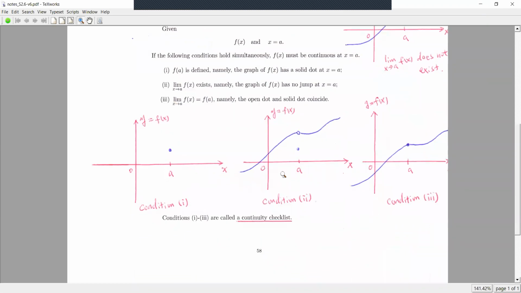In this case, the graph is not continuous at point A. Only when we shift this solid point here, the graph becomes continuous at point A. These 3 conditions are called a continuity checklist.